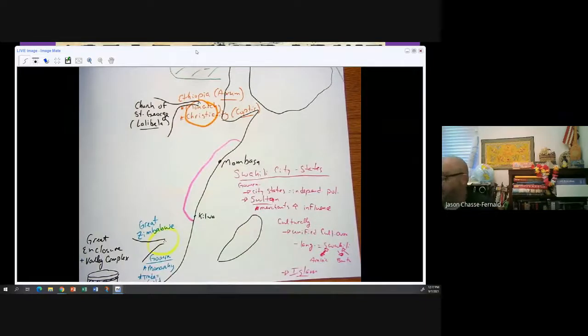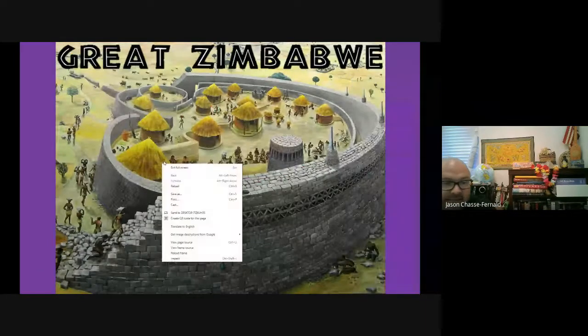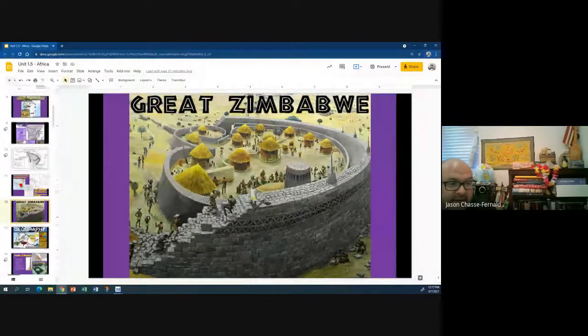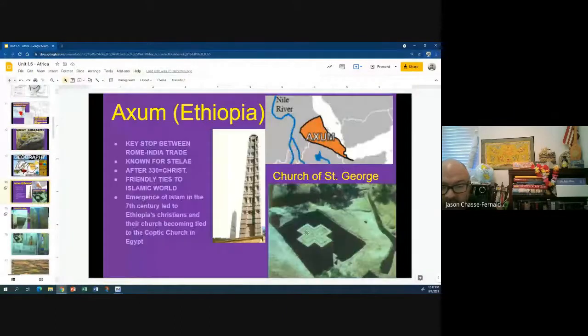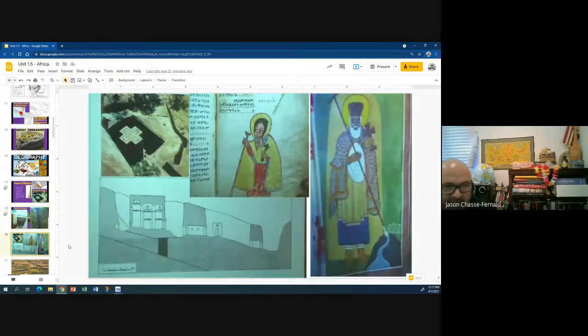Let's go ahead and draw this, but before we do, let's have a quick look at what this looks like. Let me get out of this full screen and scroll down here. So we can see the Church of St. George. Why is it such a well-known piece of architecture? It's literally carved into the ground, into the mountainside, so you get a side profile. Look at this thing here. Very interesting piece of architecture.